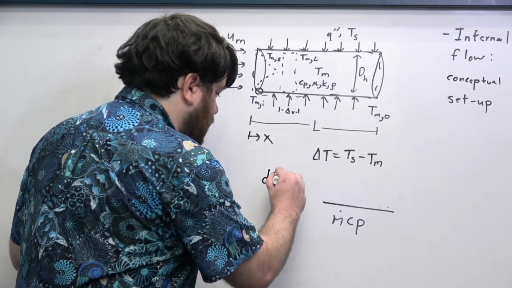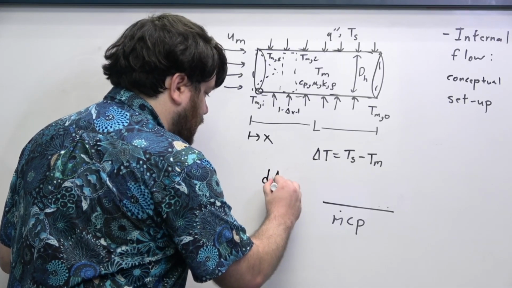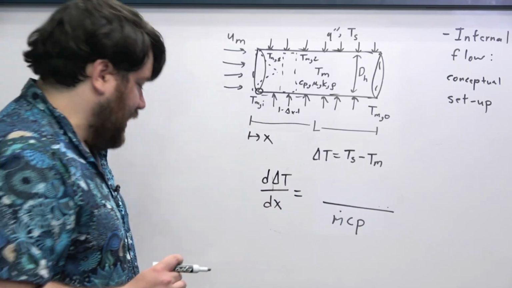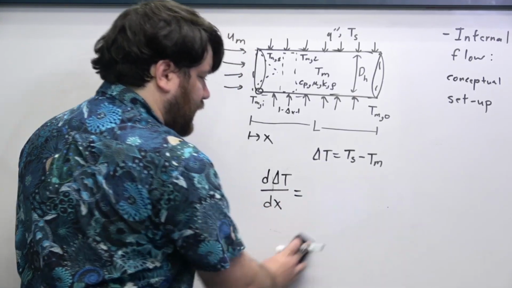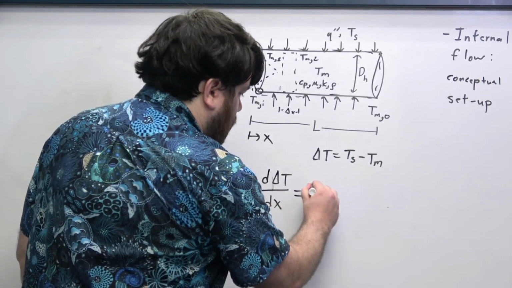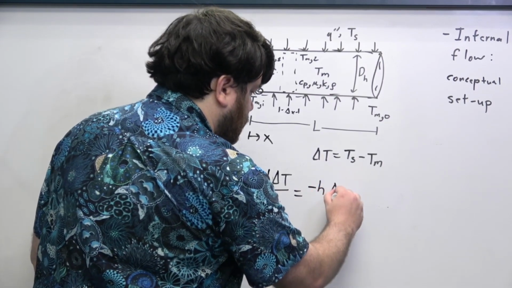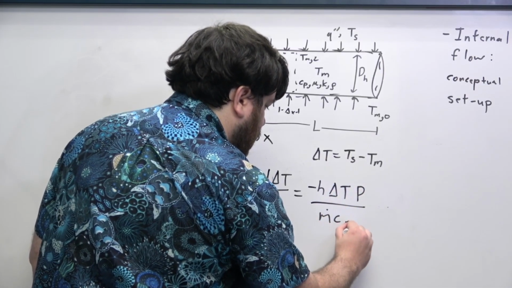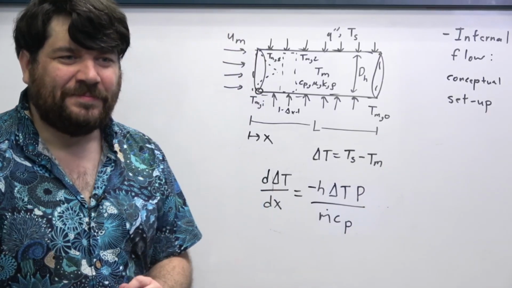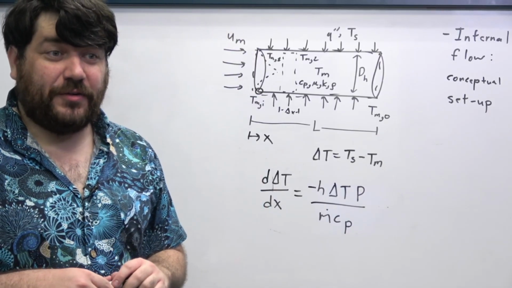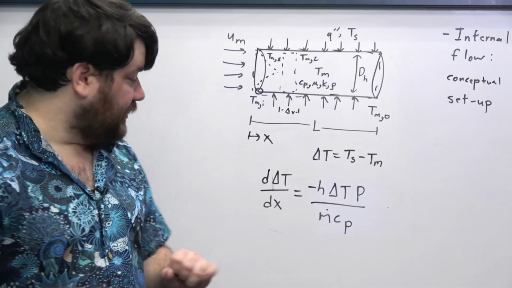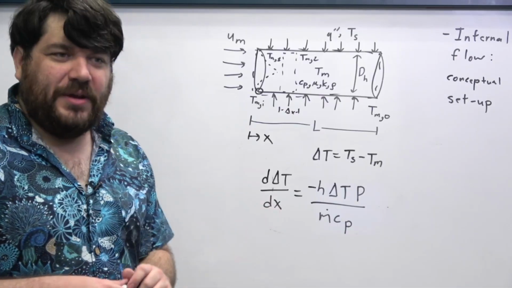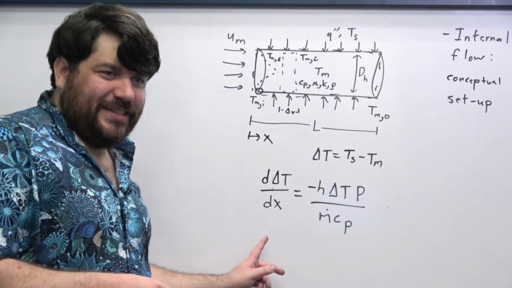I'm just saying that d delta T / dx is now equal to, let me just erase this to make it more compact, minus h delta T, the perimeter, divided by m dot cp. And now this is an ordinary differential equation that looks just like the one that we had seen in the lumped capacitance model. The only difference, of course, is that we have an equation where the derivative is in x, not in time.